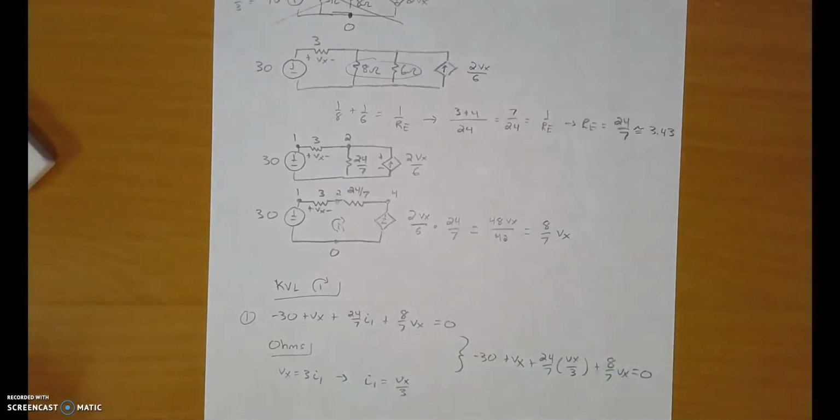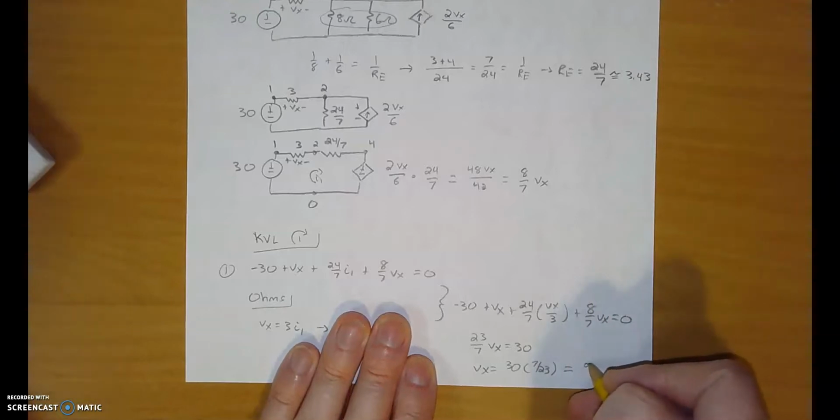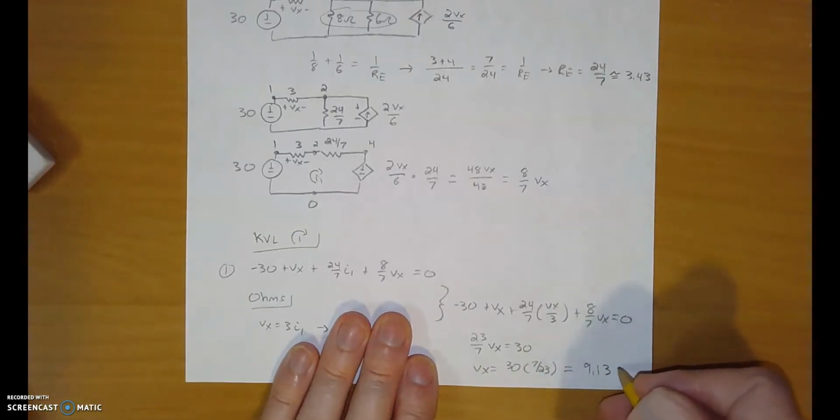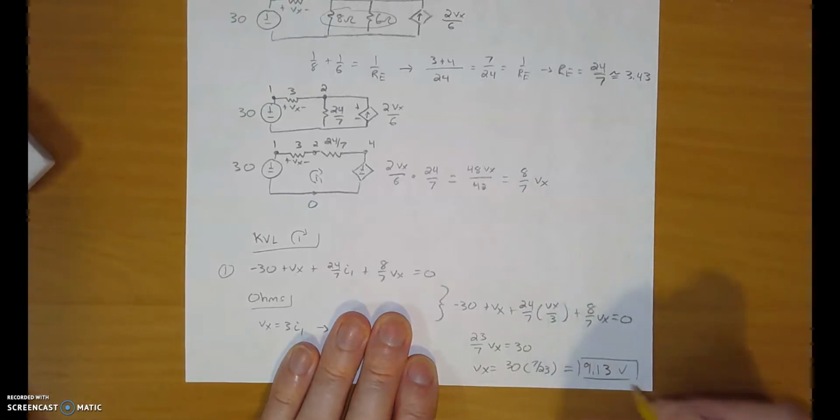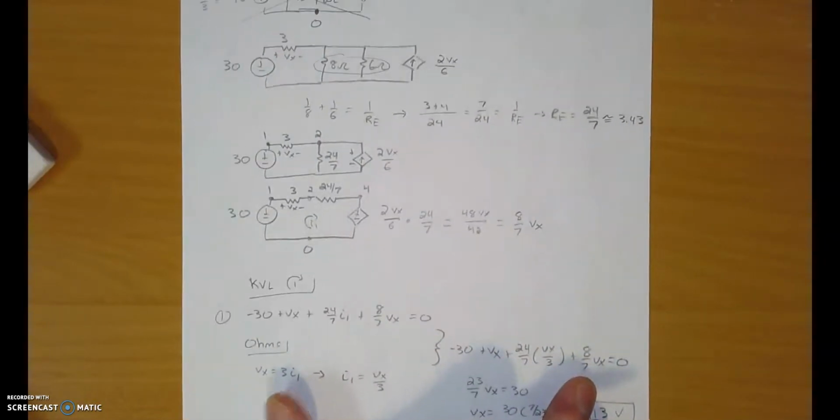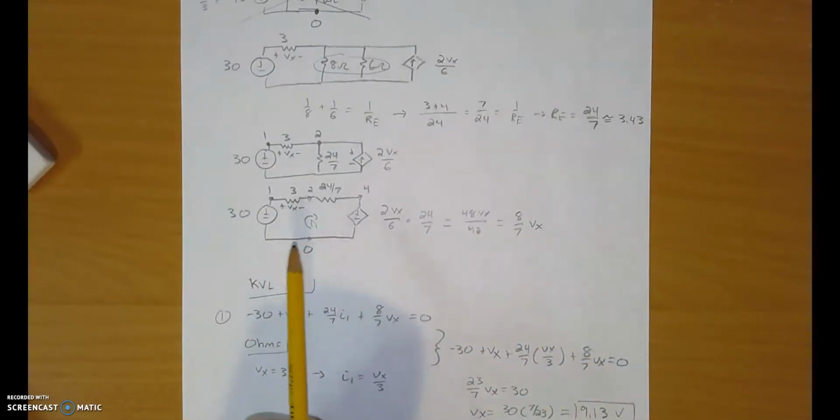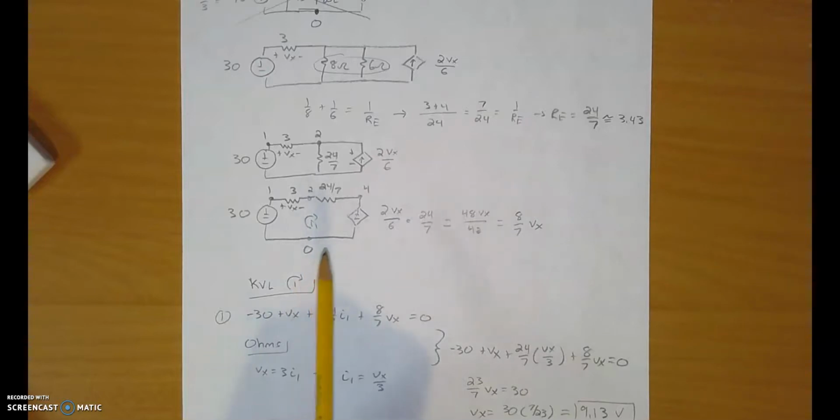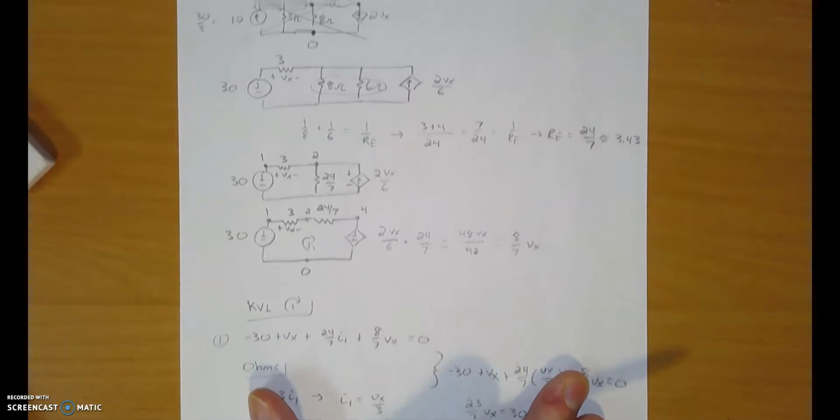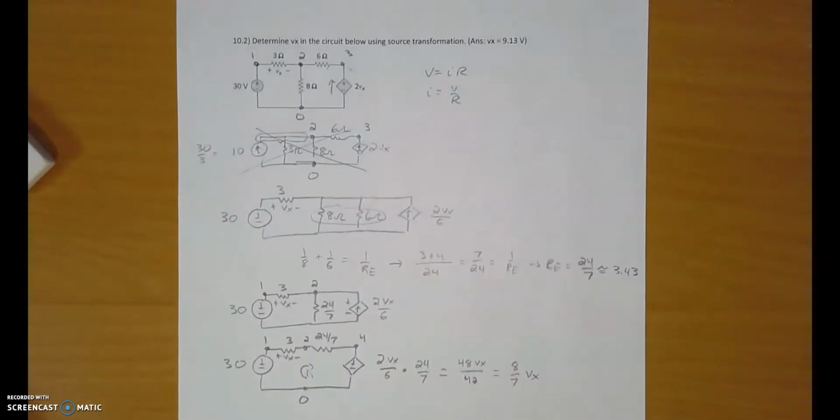And when you simplify that, your Vx is all combined, you end up with 23 over 7 Vx equal to 30, and then you just do your algebra. Vx is 9.13 volts. So again, this doesn't make it a whole lot cleaner. It's just more to demonstrate that you can do source transformation with a dependent source. A lot of times you're not really going to want to, but it is possible.